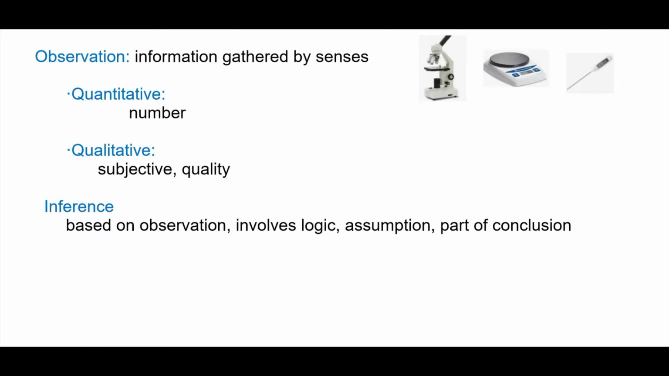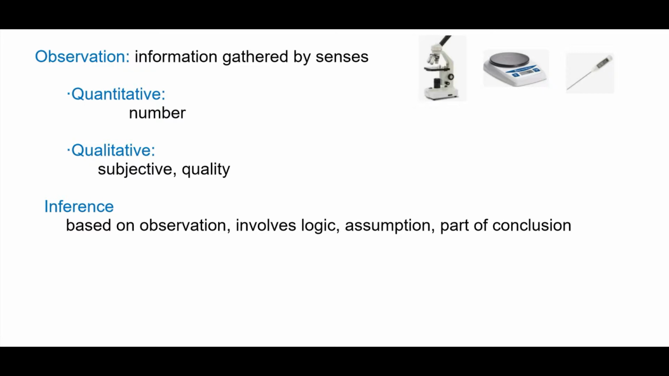When you're doing your experiment, you're gathering information, and those are observations. And we use some instruments to help focus our observations. We have a microscope, a balance, and over here a temperature probe. And we can do quantitative, which is a number. It's a measurement in some way, and it has a unit. And that's very objective. And then we can use qualitative, where we describe, and that is subjective.